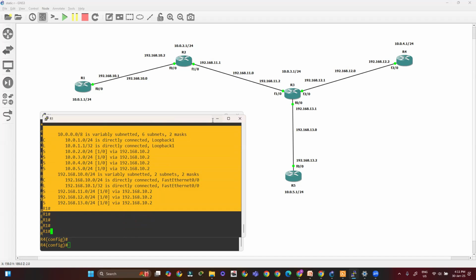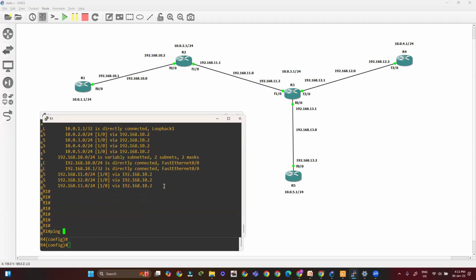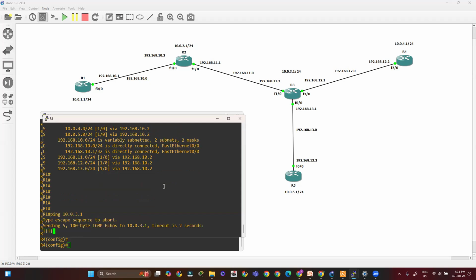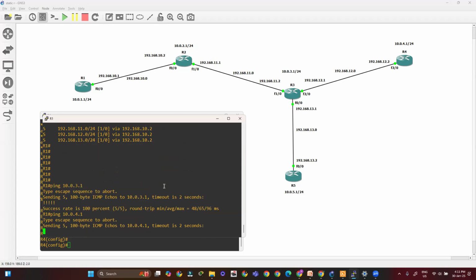Okay, dear. Let's try to ping from R1 to any of these. Ping 10.0.3.1. It's pinging perfectly. And ping 10.0.4.1. That is pinging too.